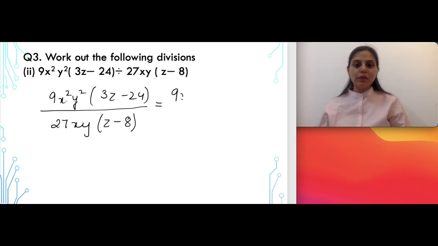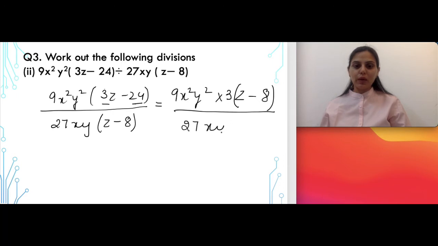From the numerator, if you see clearly, from 3z and minus 24, we can take out 3 common. So when we take it out, we put the sign of multiplication by 3, and inside the bracket now 3 is taken out common, so only z is left. And similarly from 24, if we take out 3 common, 3 8s are 24, so 8 is left. Whole divided by 27xy multiplied by z minus 8.